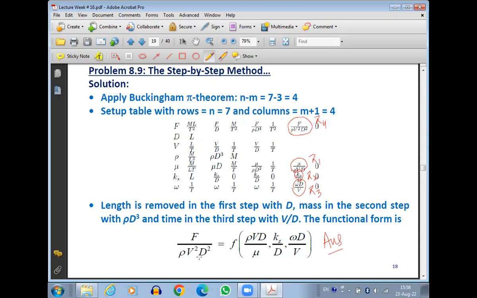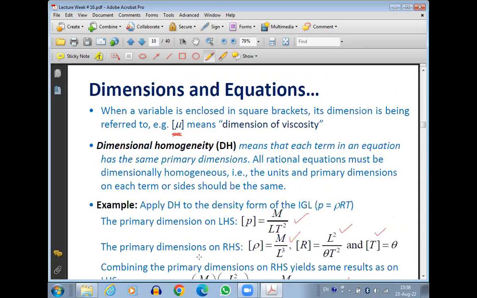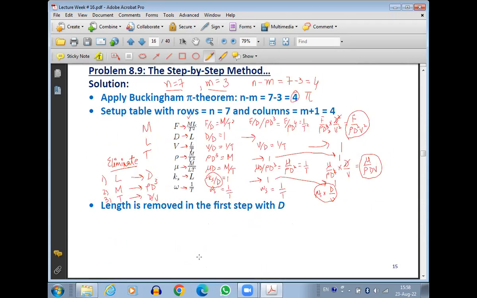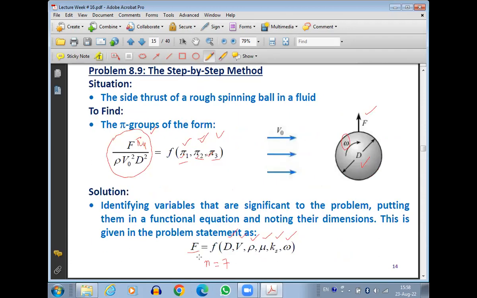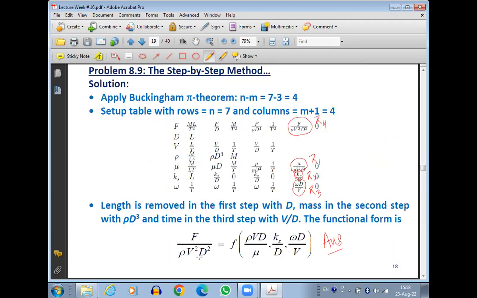Is there anything within this problem's solution which is not clear to anybody? Please feel free to ask. How is it rho v d by mu? Okay, this is a good question.